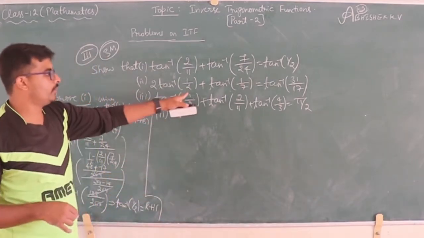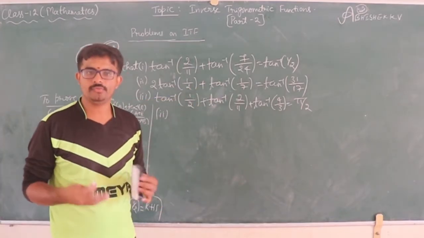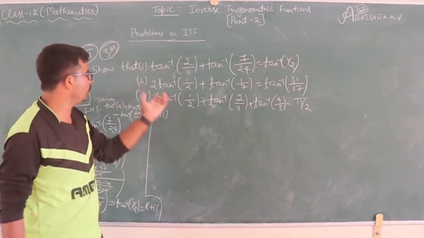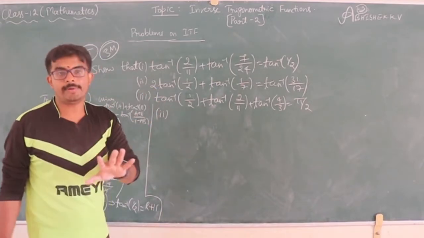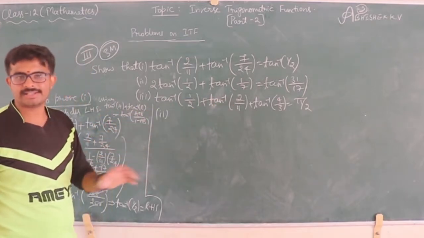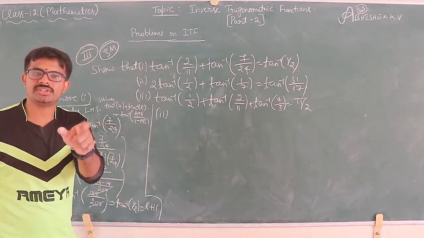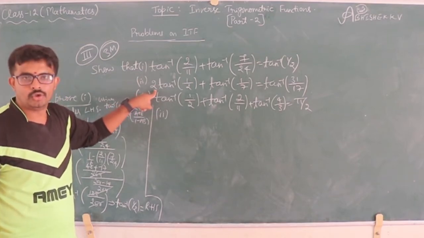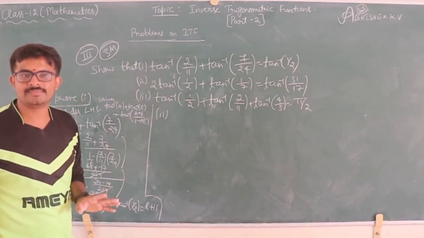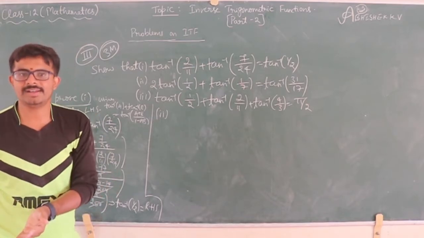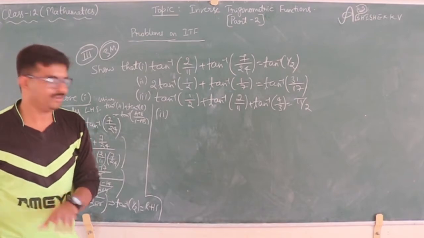Look at the next problem. 2 tan inverse of 1 by 2 plus tan inverse of 1 by 7. We know the formula for tan inverse A plus tan inverse B, but we are not able to apply it to 2 tan inverse A plus 2 tan inverse B, because both coefficients should be 1. We also know the formula for 2 tan inverse x. What is 2 tan inverse x? Tan inverse of 2x divided by 1 minus x square. That is the fifth property.